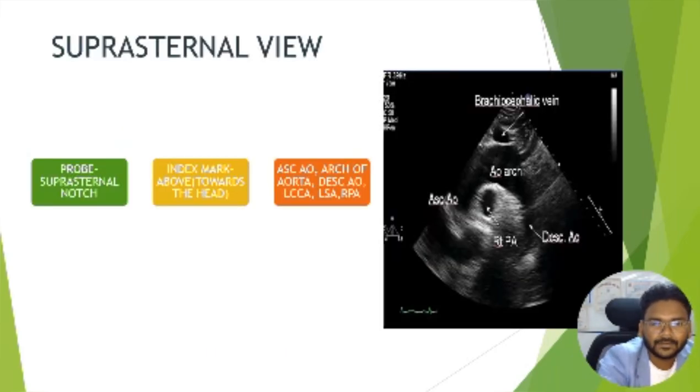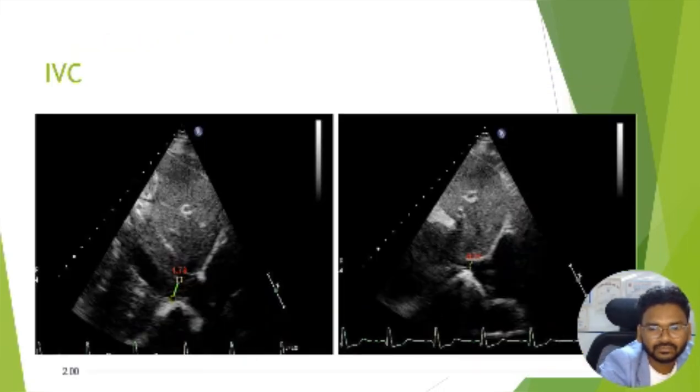Now we will see the suprasternal view. In the suprasternal view, we have to keep the probe at the suprasternal notch and the index mark should be above, that is towards the head. And in this view, we can see the arch of the aorta, then the descending aorta, this is the ascending aorta, and the branches of the arch of the aorta. So this is the suprasternal view. The suprasternal view is mainly used to look for aortic dissection and aneurysm.